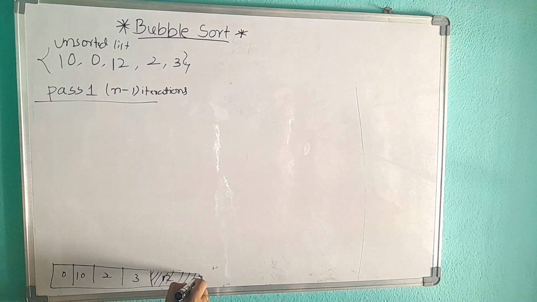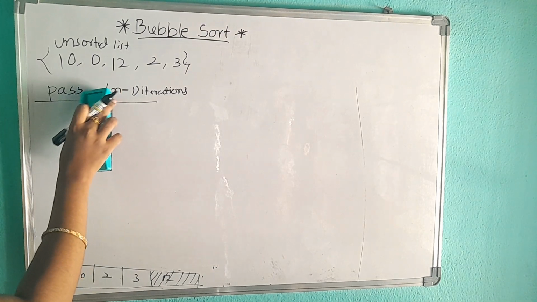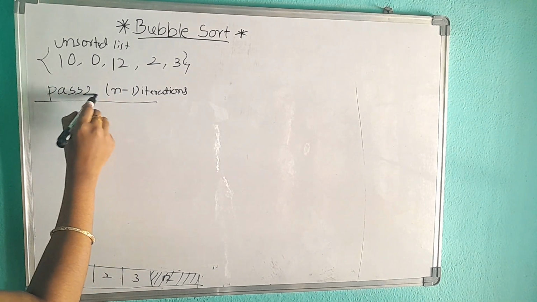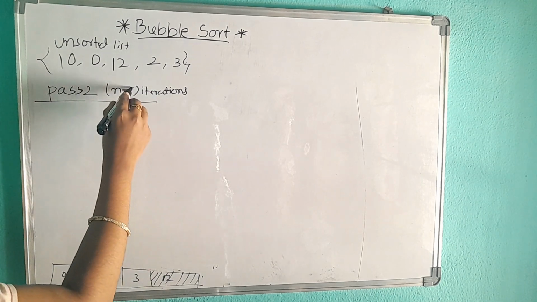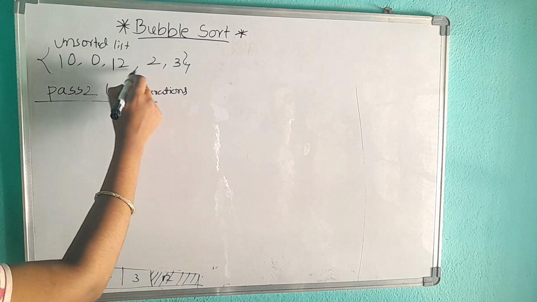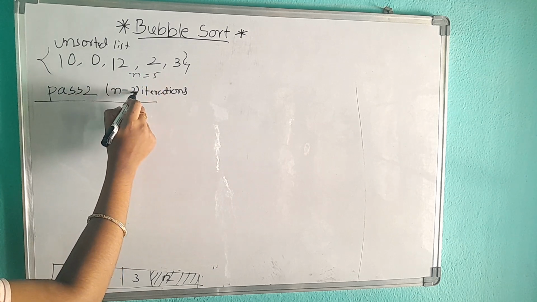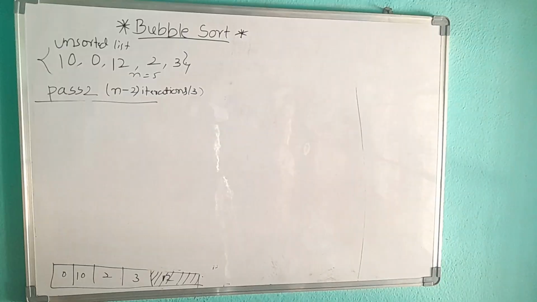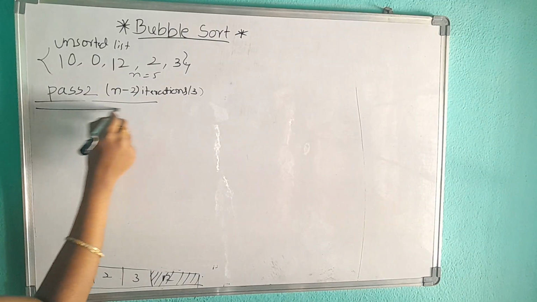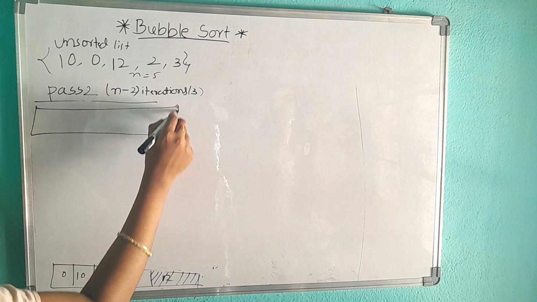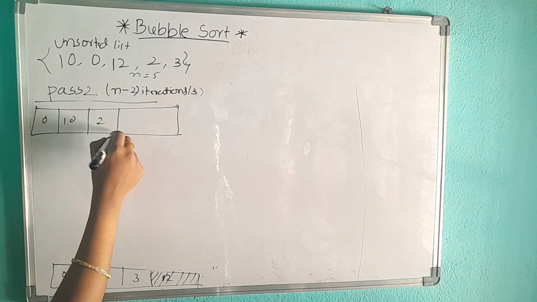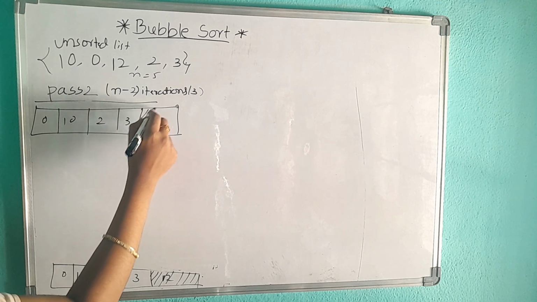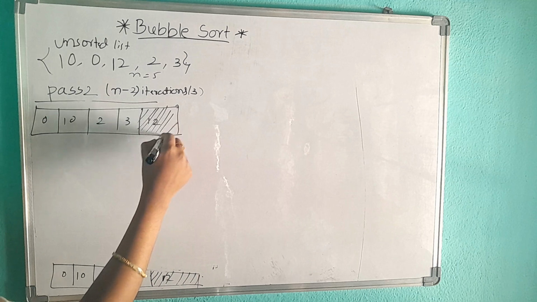After the first pass, the result is this. So, we have to implement this algorithm for the second pass. In pass 2, iterations will be n minus 2. Here n is equal to 5. So, 5 minus 2 means 3 iterations will be present in the second pass. Initially, after completion of the first pass, the elements will be like this. Here 12 is fixed. 12 comes to its sorted position.